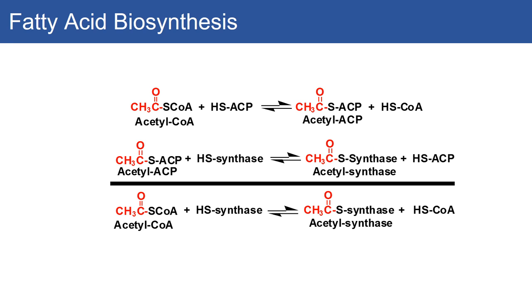And in the next step, we end up with that acyl-ACP plus HS-synthase, and then we end up with an acetyl-synthase plus the HS-ACP, and we just keep going. This is the net reaction at the bottom, and we just keep going. Basically, the acyl carrier protein picks up an acetyl group from the acetyl-CoA.